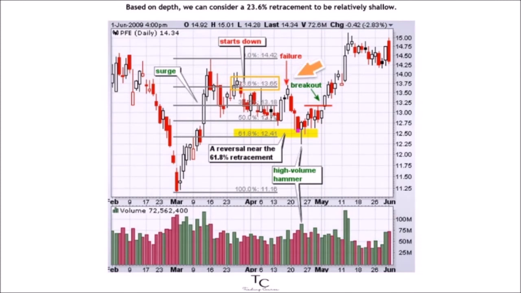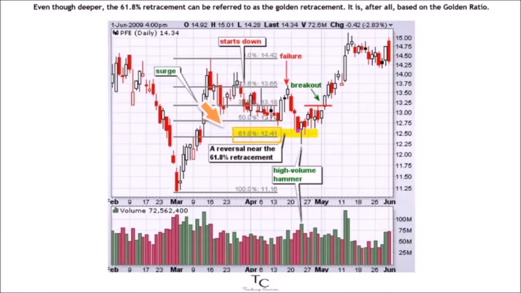Based on depth, we can consider a 23.6% retracement to be relatively shallow. Such retracements would be appropriate for flags or short pullbacks. Retracements in the 38.2% to 50% range would be considered moderate. Even though deeper, the 61.8% retracement can be referred to as the golden retracement. It is, after all, based on the golden ratio. Shallow retracements occur, but catching these requires a closer watch and quicker trigger finger.